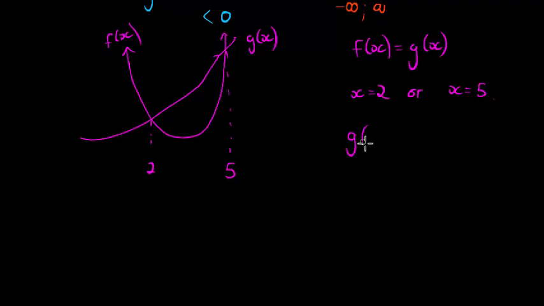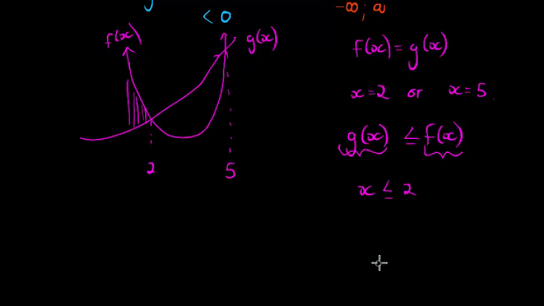X is equal to 2 or x is equal to 5. Okay, if they ask g(x) is less than f(x), what are they asking? Where is g smaller or underneath f? Where is g underneath f? On the left or the right of 2? On the left, because here's g. On the left side we see f is on top. So when x is smaller than 2, if that's an equal sign, we'll also include equal.